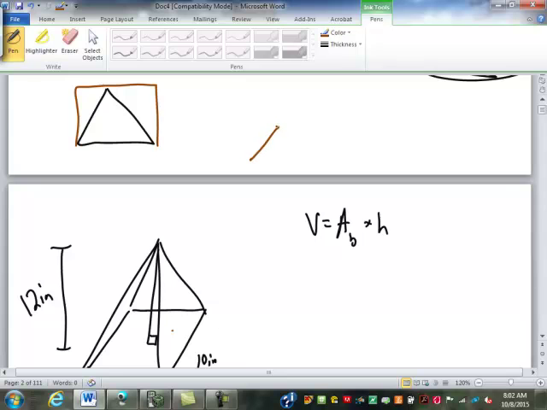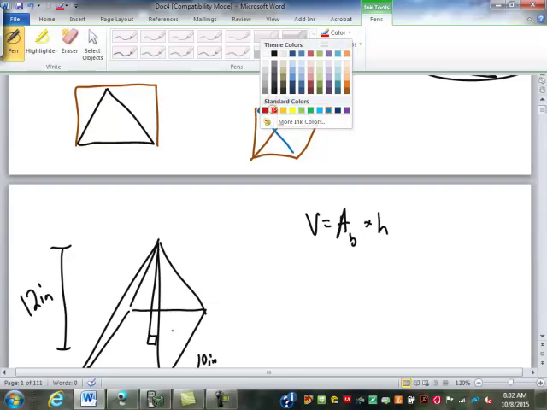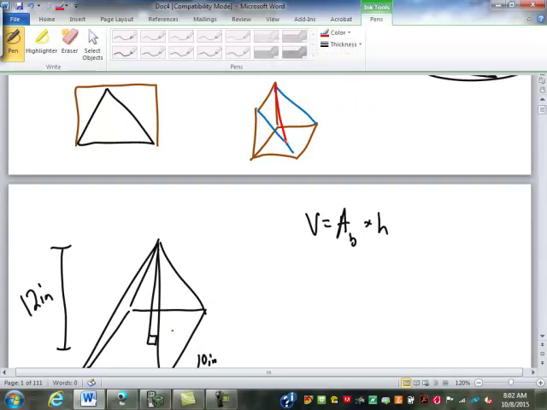But if I took a box and cut it in half, do I get a pyramid? No. If I cut this box in half, what I get is a wedge, not a pyramid yet. If I take that wedge and cut it, now I get a pyramid.